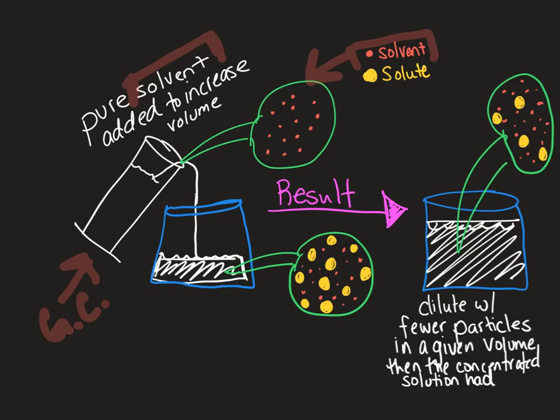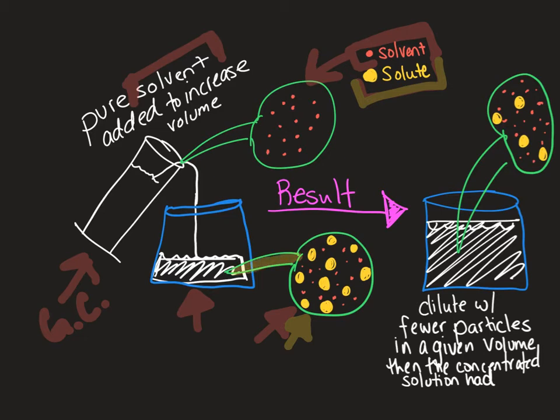Okay, so I have in my beaker here a solution already, and here's a close-up of the solution. You can see the solution has solvent in it, which are the red dots, and solute in it, which are the yellow dots. So you can see that in the image here, my little close-up down here.